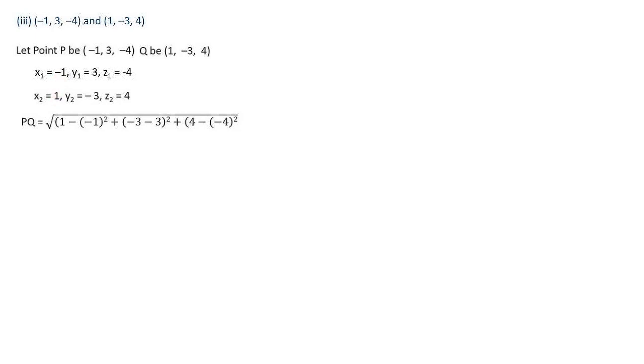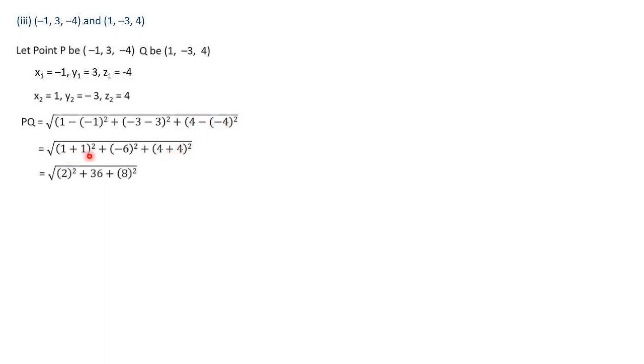x2 minus x1 the whole square, so 1 minus minus 1 the whole square, plus y2 minus y1 the whole square, that means minus 3 the whole square, plus z2 minus z1 the whole square, that means 4 minus minus 4 the whole square. Then after substitution, just only simplification is there. 1 minus into minus plus, so 1 plus 1 the whole square, plus minus 3 that is minus 6 square. Then 4 minus into minus plus, so 4 plus 4 the whole square.